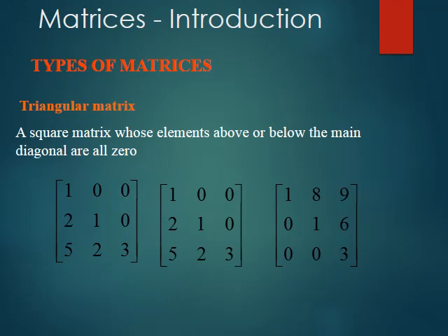Now triangular matrix: a square matrix whose elements above or below the main diagonal are all 0 is called a triangular matrix. For example, you can see in the first matrix the elements above the main diagonal are 0. In the second matrix, elements above the main diagonal are 0. In the third matrix, elements below the main diagonal are 0. So accordingly, there are two types of triangular matrix.